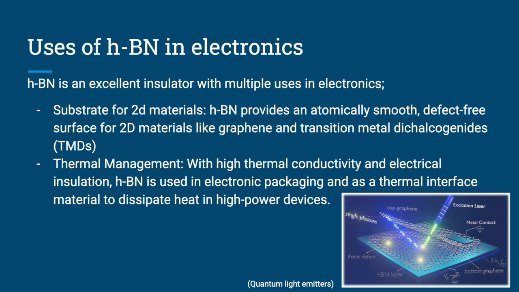So we have a few different uses of HBN, and we're going to be going over it in electronics and LEDs. HBN is an excellent insulator with multiple uses in electronics. It's a substrate for 2D materials. HBN provides an atomically smooth, defect-free surface for 2D materials like graphene and transition metal dichalcogenides, TMDs. For thermal management, it has high thermal conductivity and electrical insulation. HBN is used in electronic packaging as a thermal interface material to dissipate heat in high-powered devices. And at the bottom right, we can see quantum light emitters and how it's used in the makeup of HBN.